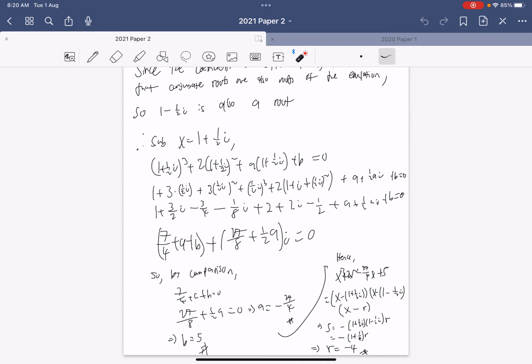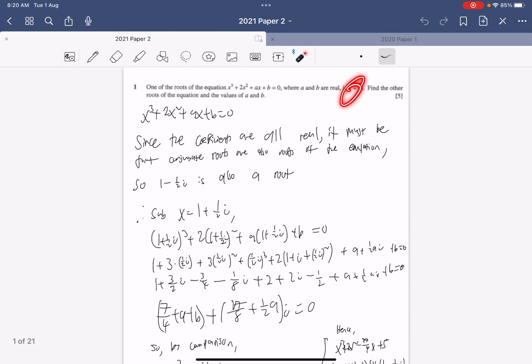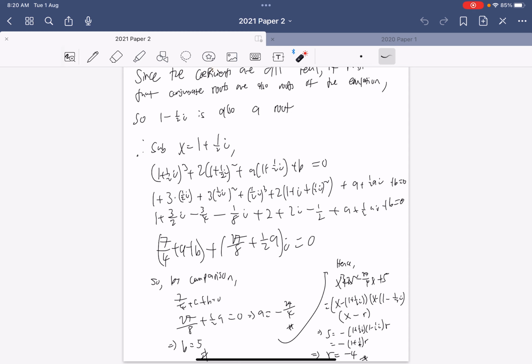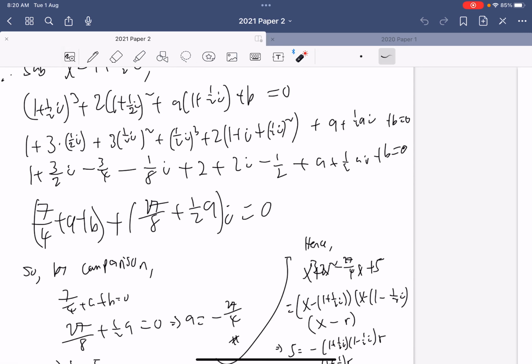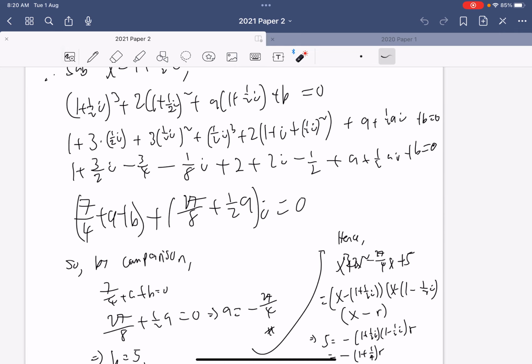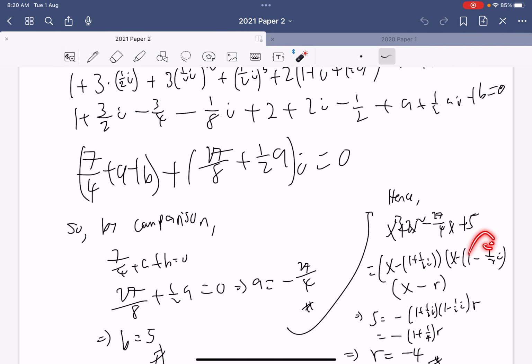And with that, we can now sub in x equals 1 plus half I, so we just sub in and then we solve. Then we get two parts. And with that, by comparison, we can deduce the values of A and B. And because we already know 1 minus half I is a root, it allows us to write this and this as the roots.